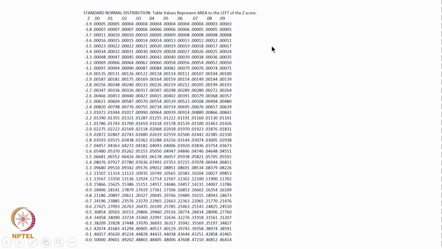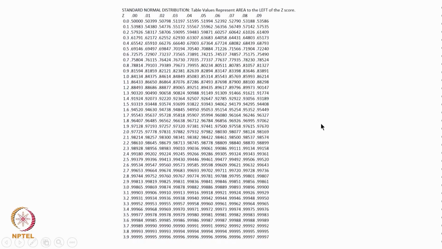So, if your z score is minus 3.43, I am just placing the mouse in that place, minus 3.43. So, area to the left of z equal to minus 3.43 is here and that is 0.0003. 0.0003 is the area to the left of minus 3.43.